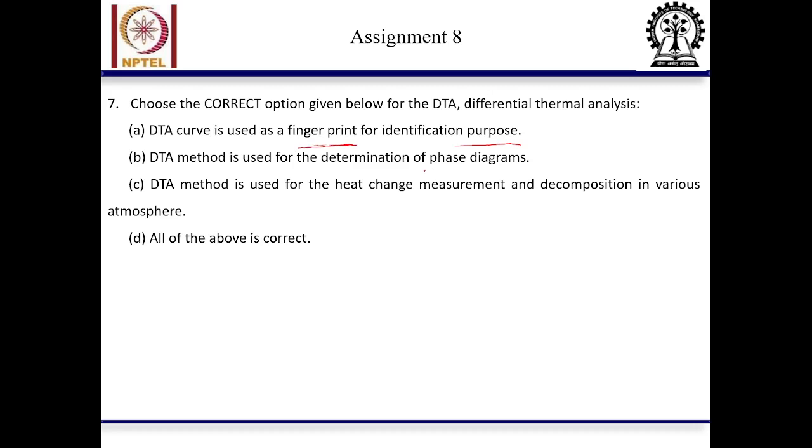And in the phase diagram also, we can determine the different types of phases. Here it is. And heat change and various decompositions can also be measured. I have already shown the decomposition of copper sulfate pentahydrate. So their heat change also you can measure. Basically, all of this is correct in this question.